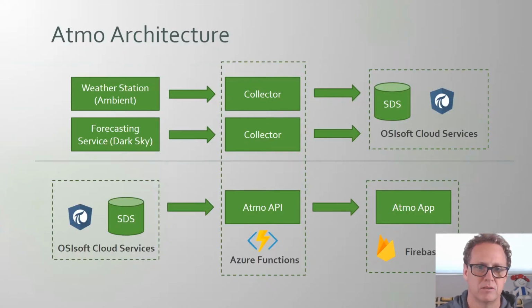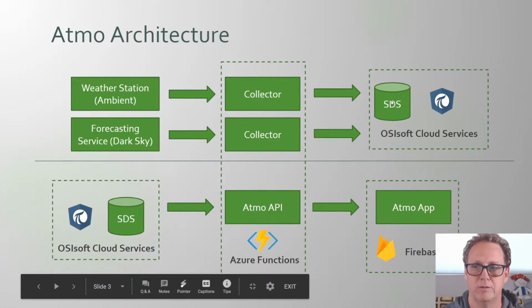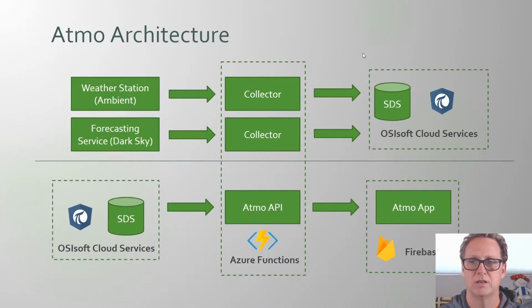All right, so let's review the architecture real quick and talk about what we're going to do in this part. So I'm looking at the weather station here, the ambient weather station. We're going to be writing this collector application, which is going to be in C# using Visual Studio 2019. We're going to make that a deployable Azure function that we'll be able to deploy to Azure and have that write data to the sequential data store in OSIsoft Cloud Services. So the first thing that we need to do is to get the data from this weather station and get that all ready to go, so then we can send it into the sequential data store. And that's what we'll be doing in this first part 2.